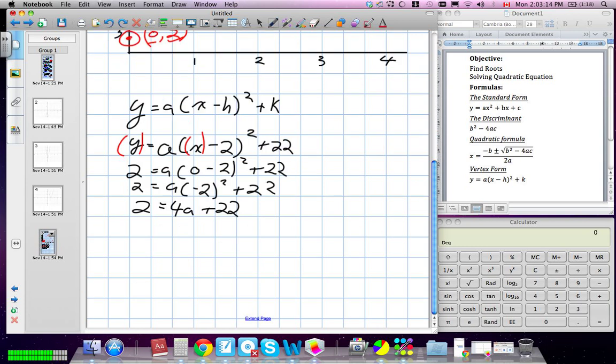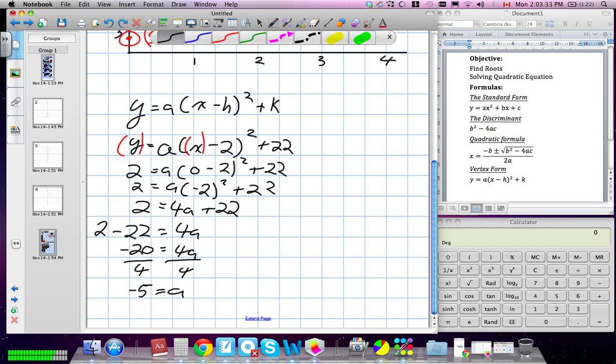So our actual equation is y is equal to negative 5, x minus 2 squared plus 22. So we determined the algebraic model. That's what they wanted us to do for question A. Yeah, you had to know this type of stuff.